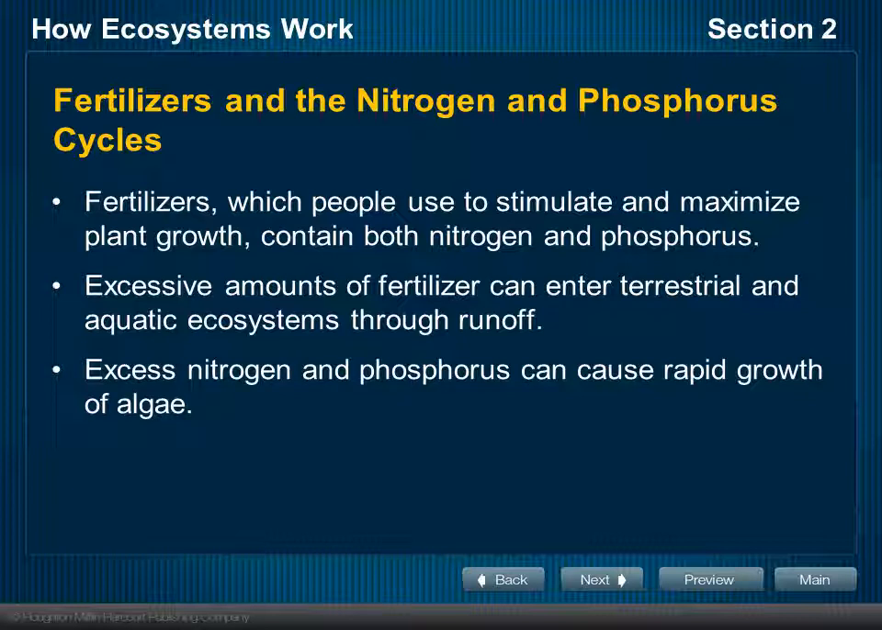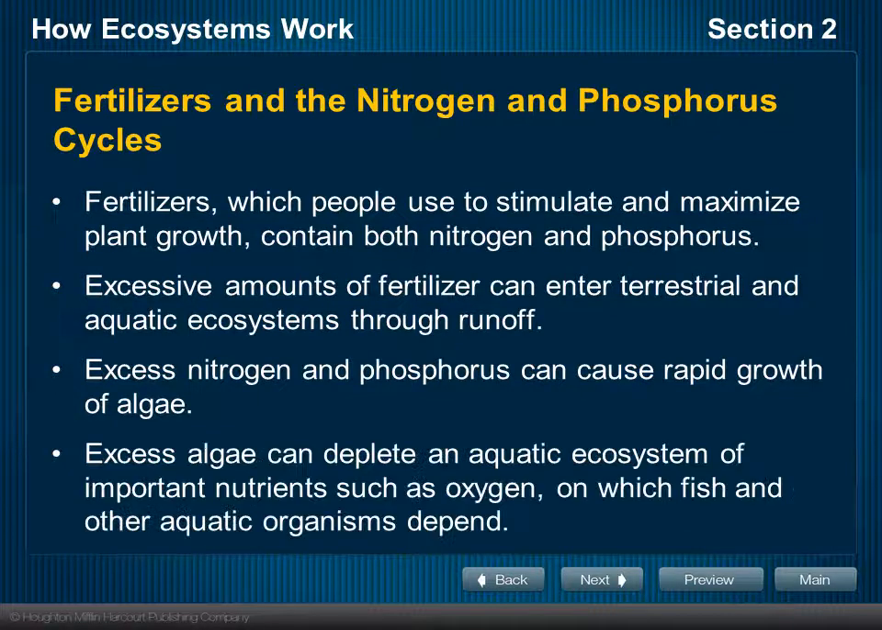And it can cause rapid growth of algae. We've already talked about algal blooms before, but if we think of the algae just like the plants that people are trying to get to grow better on land, when the algae get a hold of this excess nitrogen and phosphorus, they're going to take off and have explosive growth as well. And what does that do? Well, we've talked about this. It depletes the aquatic ecosystem, uses up oxygen, especially in decomposition, and causes fish and other organisms to ultimately die.